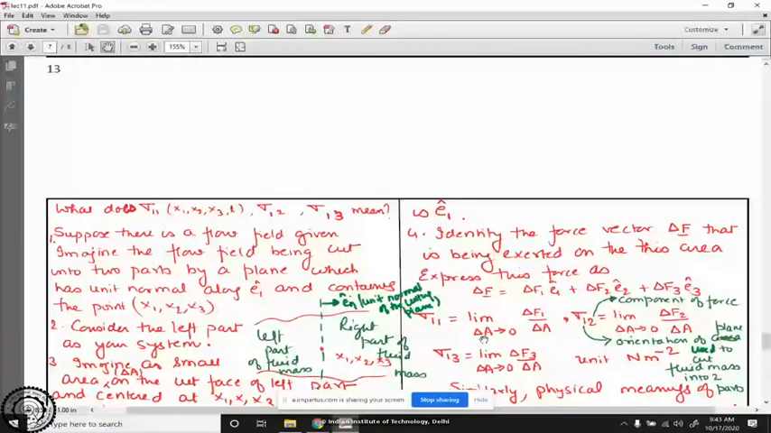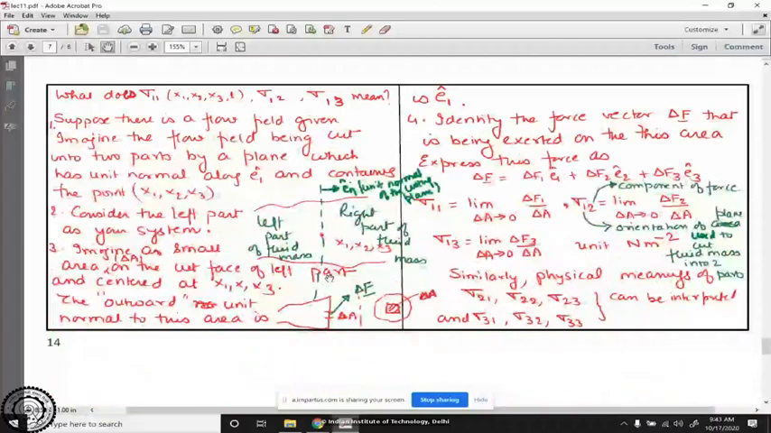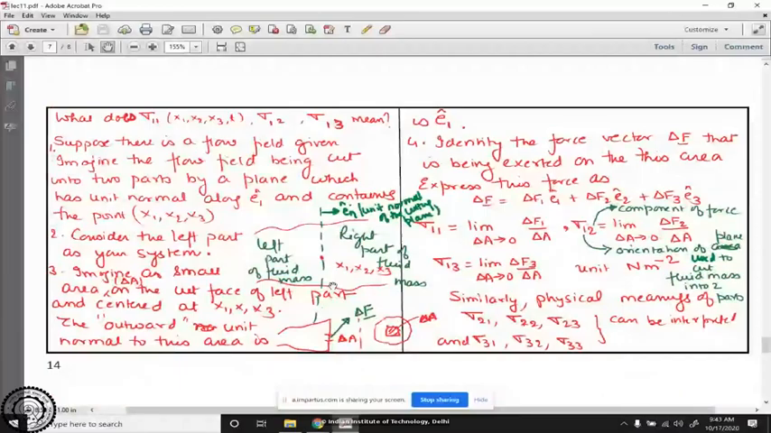Now let's try to understand physically what it means, and only when we understand physically what it means will we be able to use the appropriate components of the sigma tensor to get our free body diagram right. It has 9 components. So what does sigma 11 or sigma 12 or sigma 13 mean? What is the significance of these indices?